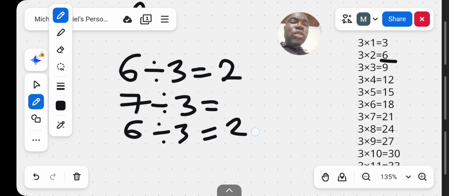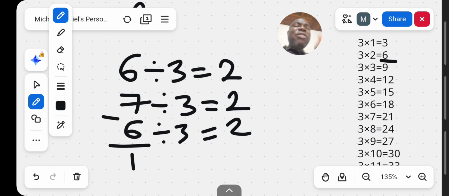Now, if 6 divided by 3 is 2, that means that 7 divided by 3 would also be 2. But for 7 divided by 3, there has to be a remainder. How do you get the remainder? Remember, we have to subtract: 7 minus 6 is 1. So that means 7 divided by 3 will be 2, remaining 1.